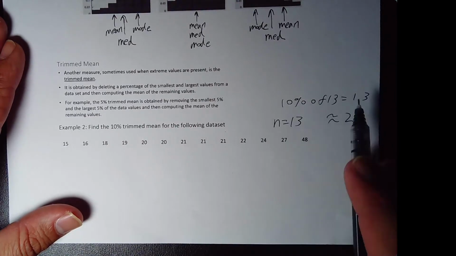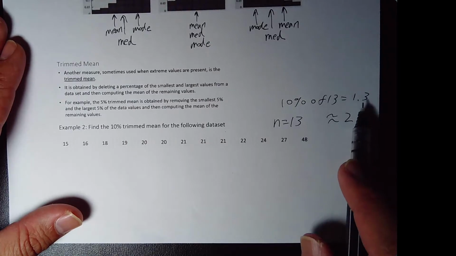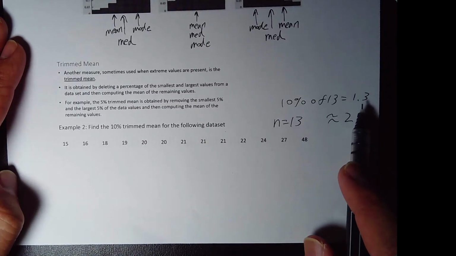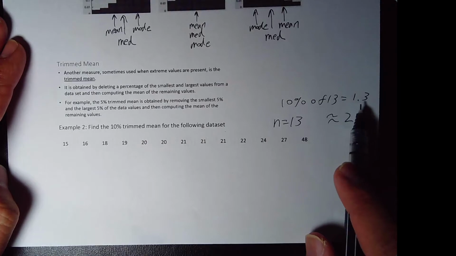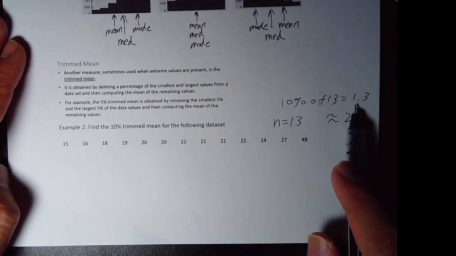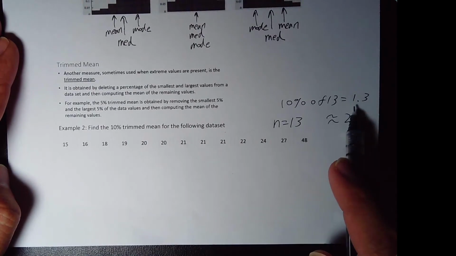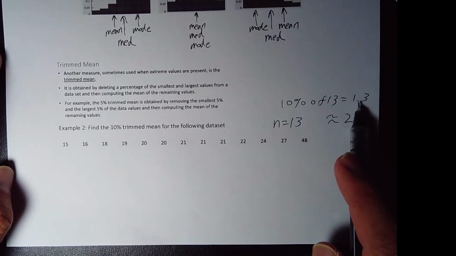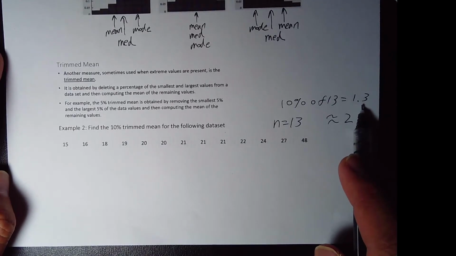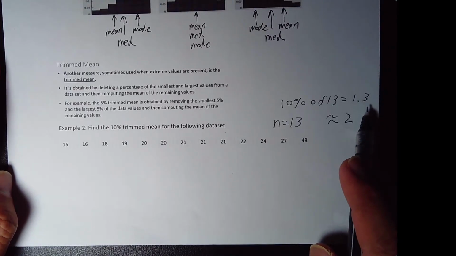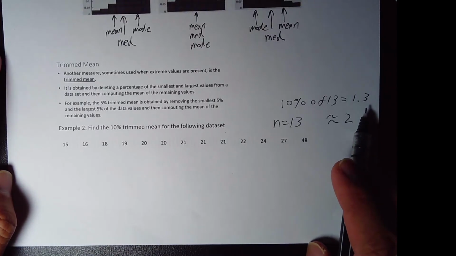Now, what if you get 1.1? Do you always round up? Well, that depends on your objective. If your goal is to trim at least 10%, then you should always round up, even if you calculate this to be 1.1. Because if you round down, then you are not trimming at least 10%. You are trimming less than 10%.